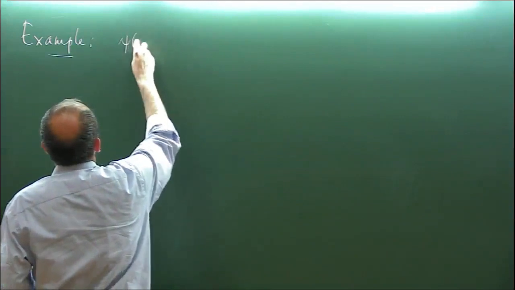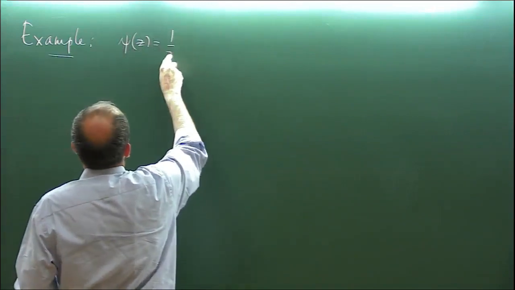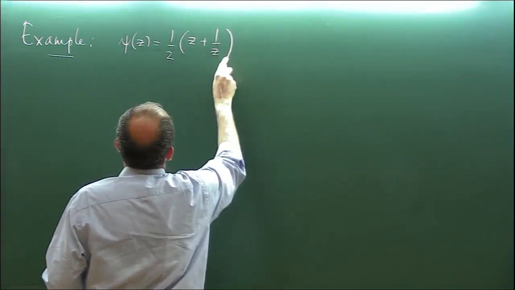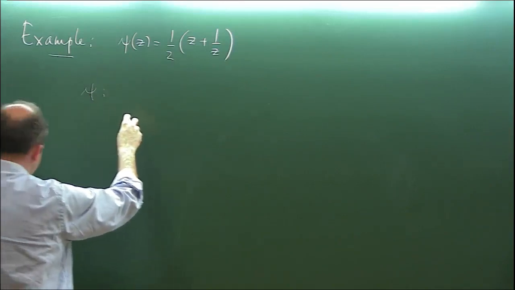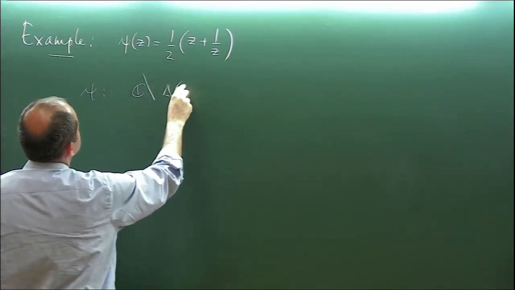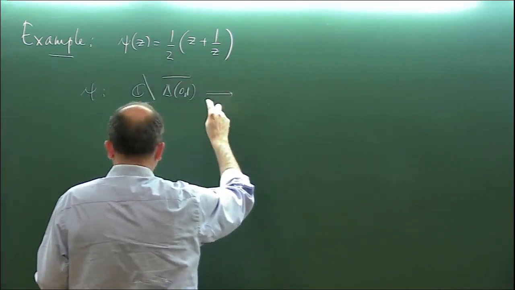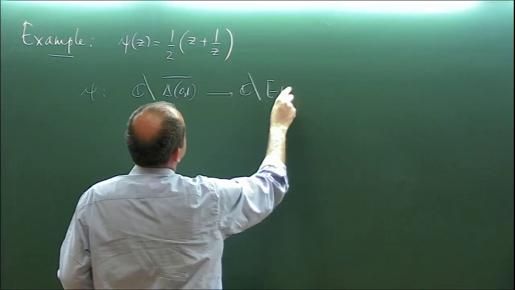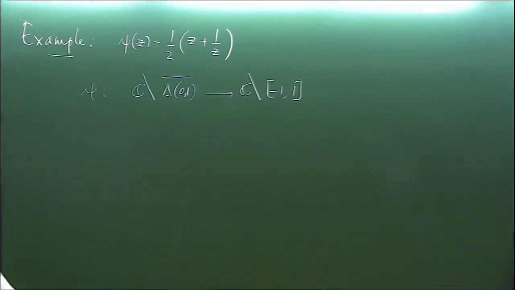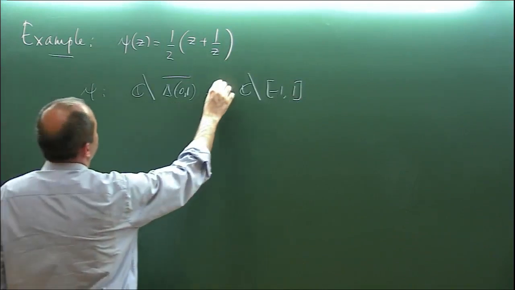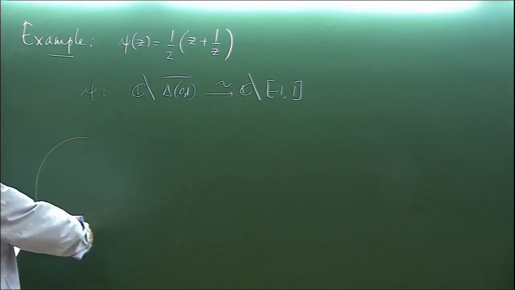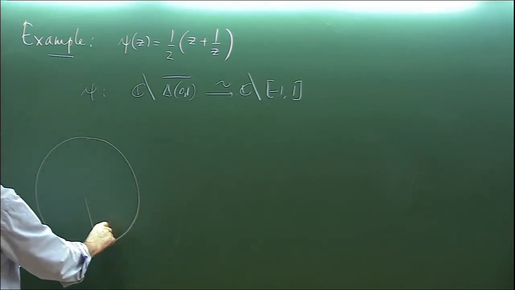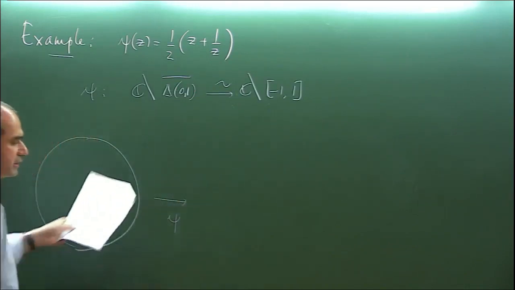So let's look at this classical map. This is psi of z equals half of z plus 1 by z. Psi is a conformal map from the complement of the unit disk onto C minus the closed interval [-1, 1]. And the way this map acts is that if you look at a circle of radius r, say, then the map psi maps it onto an ellipse.